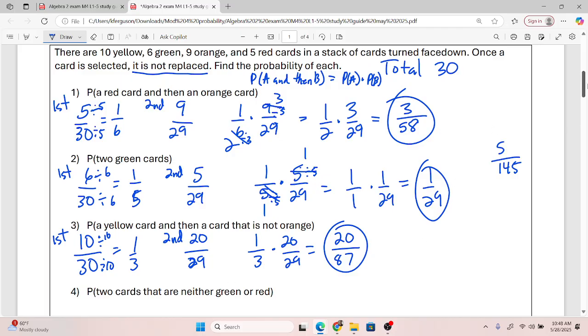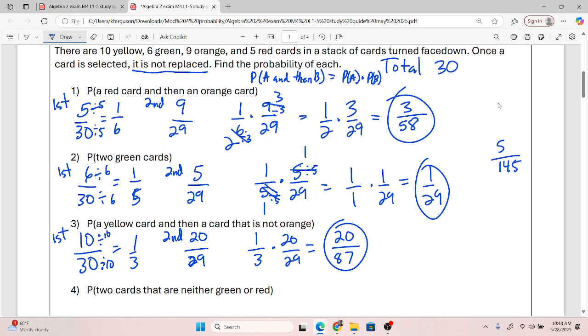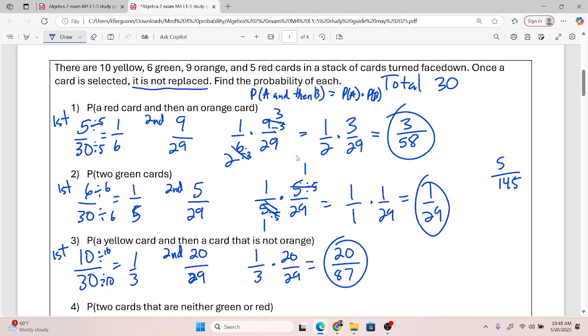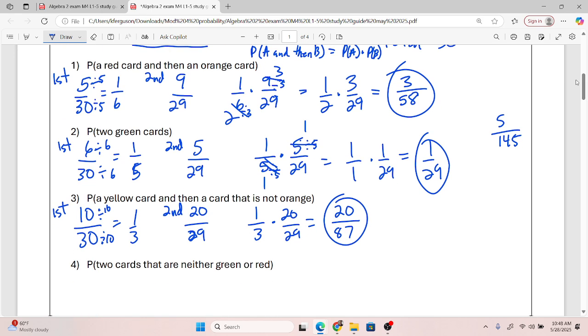So the last one, I want to get 2 cards that are neither green or red. So I go back to what we were talking about before, and I got 30 total cards. I want to get a card that's not red, so that means we're not including those 5, and not green. So if I take the green cards out and the red cards out, how many cards are left? 19. So that means my probability for my first event is going to be 19 out of 30.